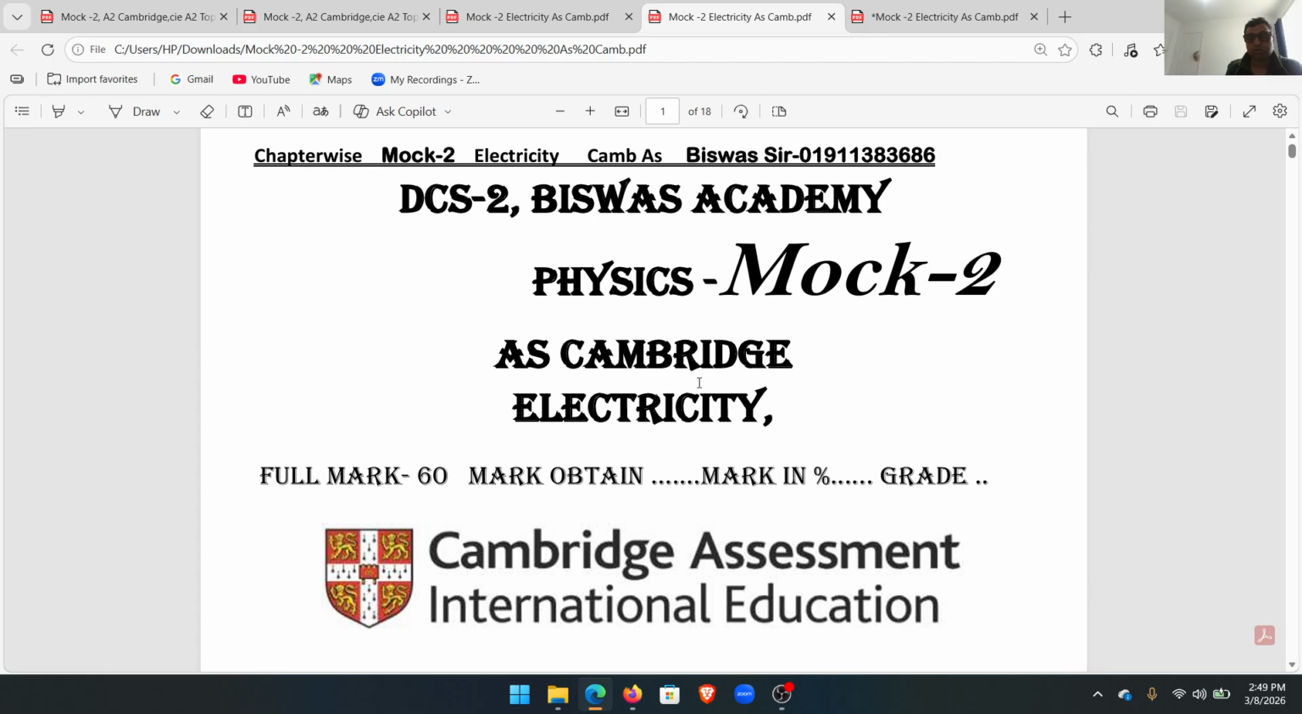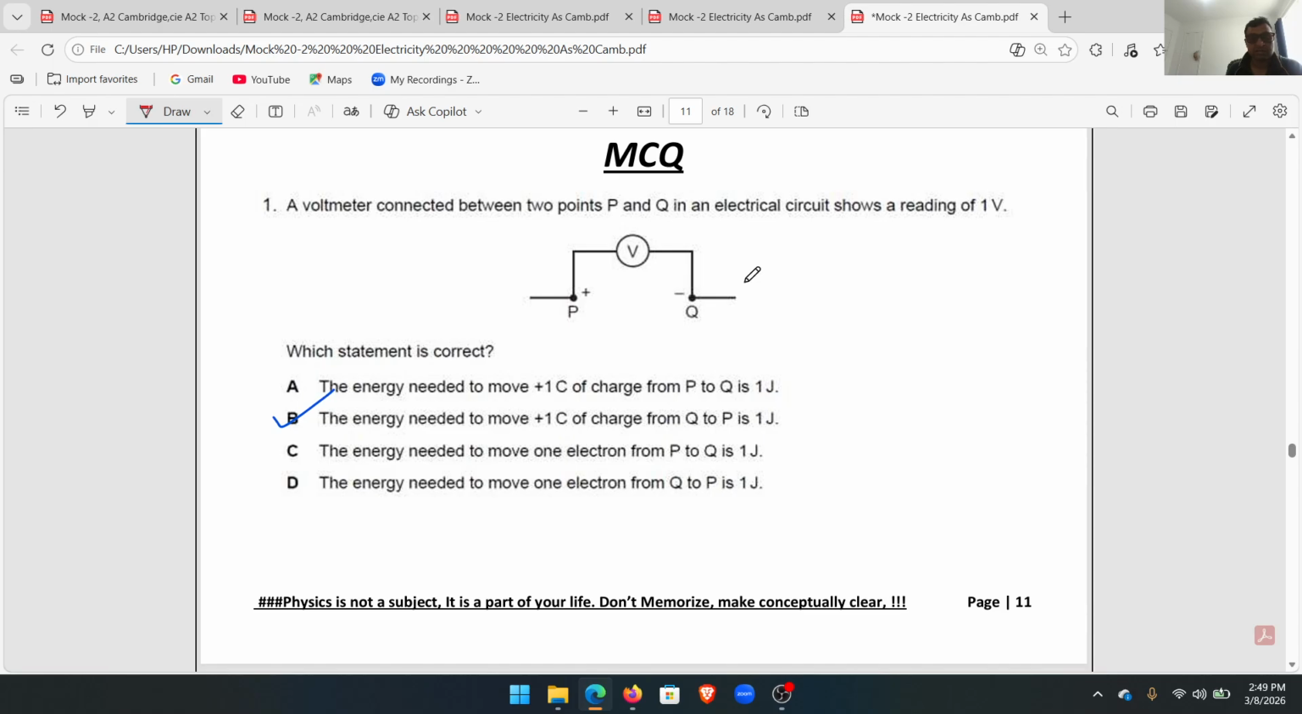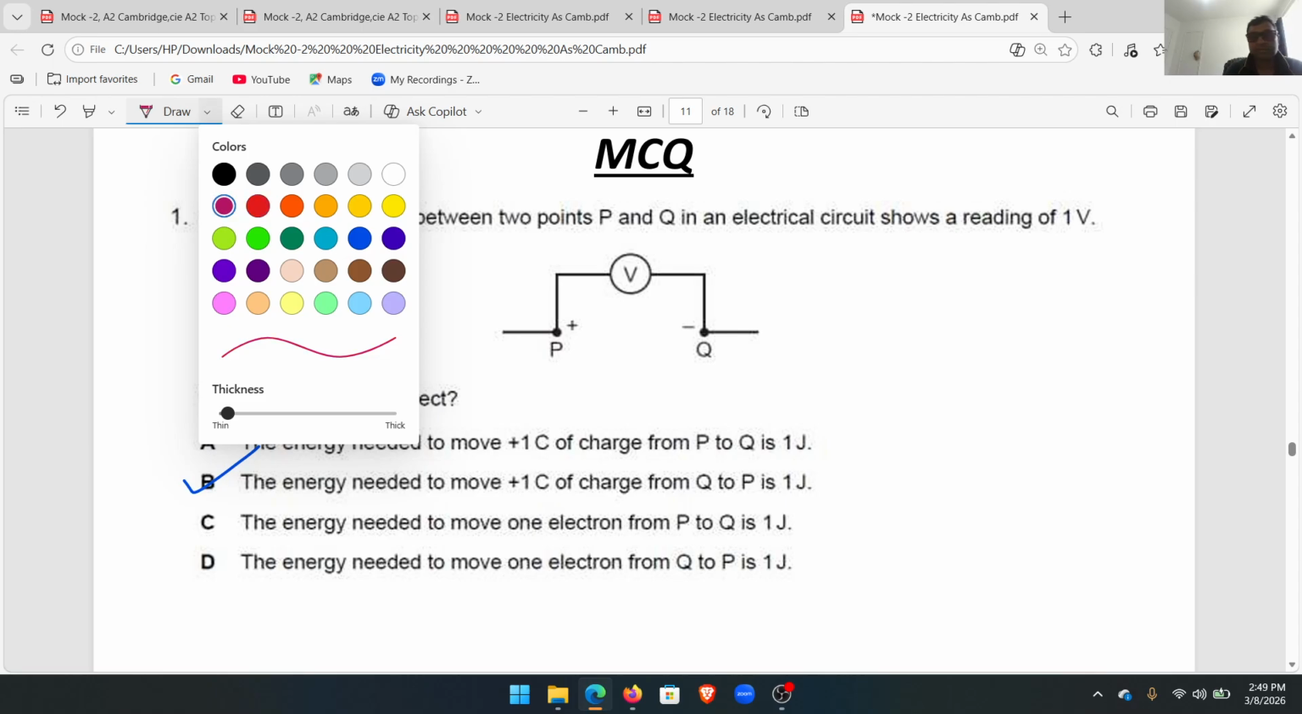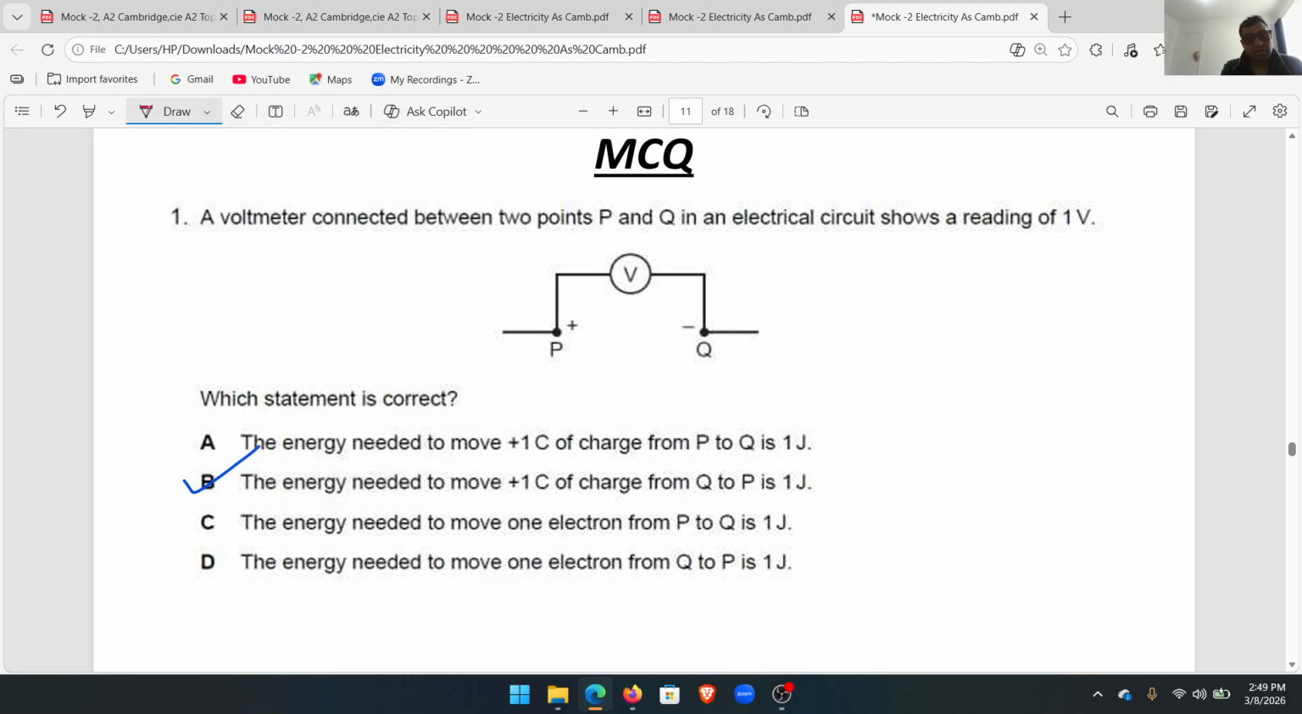This is Cambridge Mock 2 MCQs. The theory paper was already discussed, so have a look at the MCQs. Look at this. Which statement is correct? The voltmeter reading, the PD in the electrical circuit, is 1 volt.